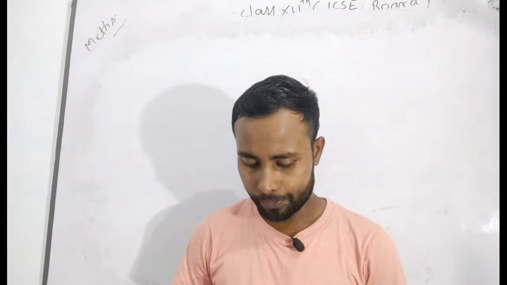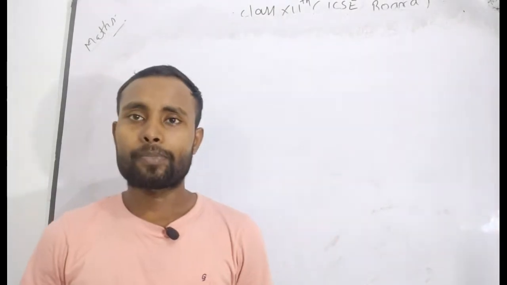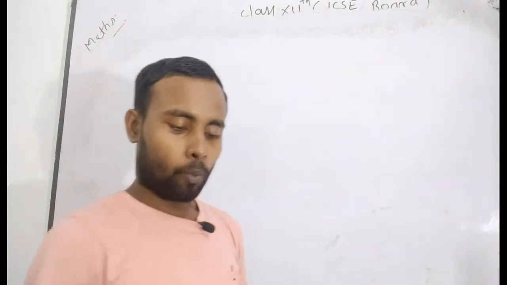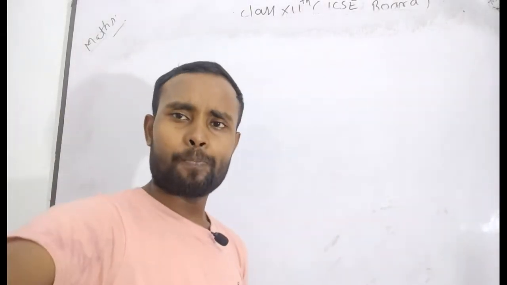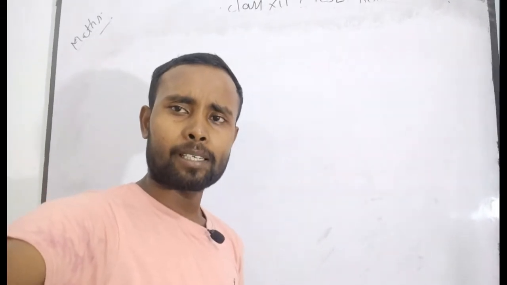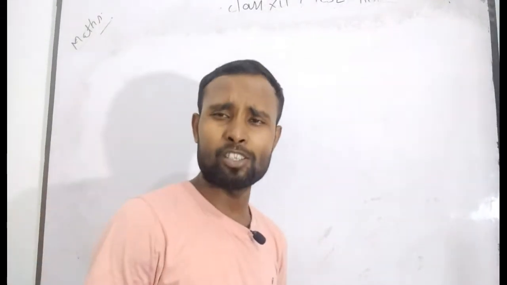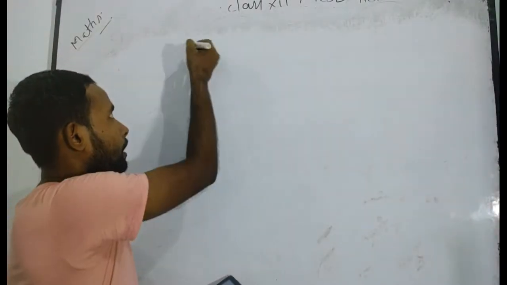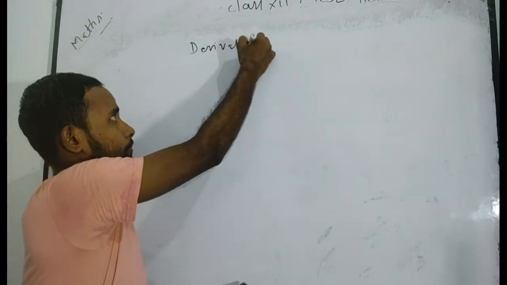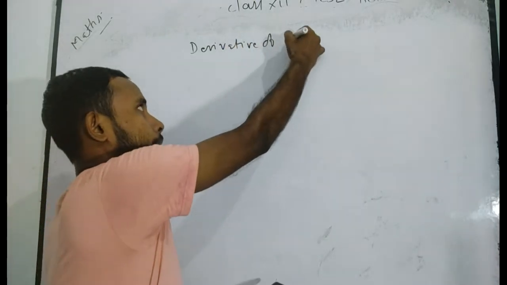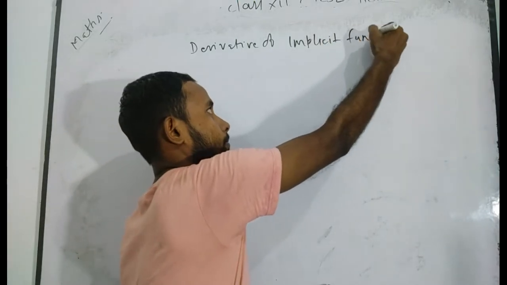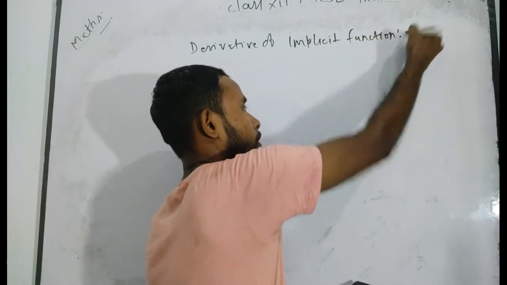Class again. Today we start a new topic of derivatives, and it is slightly different. You might think most of the parts will be the same as previous topics, but there is still something new in this chapter. This topic is the derivative of an implicit function.